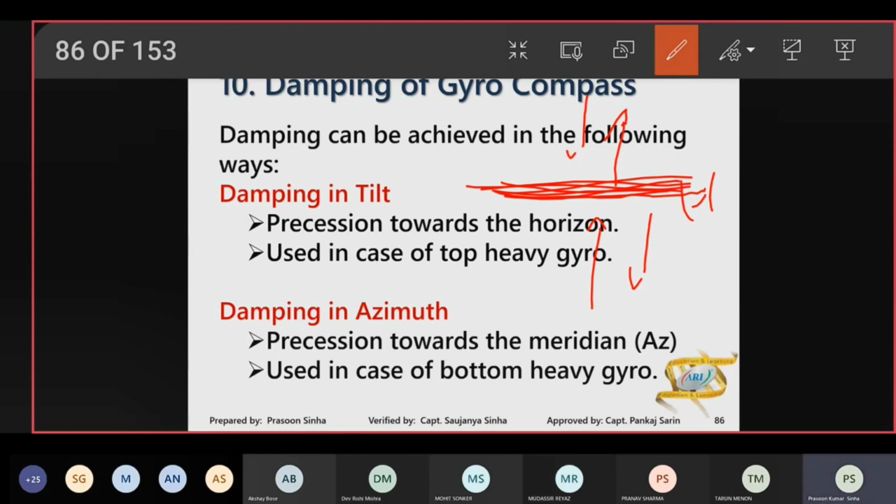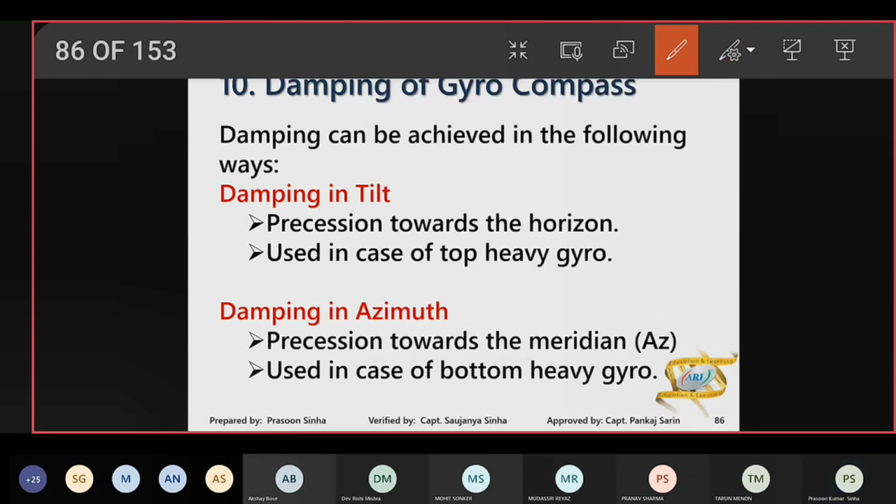Damping in azimuth, on the other hand, is towards the meridian. When it is going away, we try to bring it towards the meridian. So precession towards meridian. Have a clear-cut understanding that in top heavy, damping in tilt is used, and in bottom heavy, damping in azimuth is used.